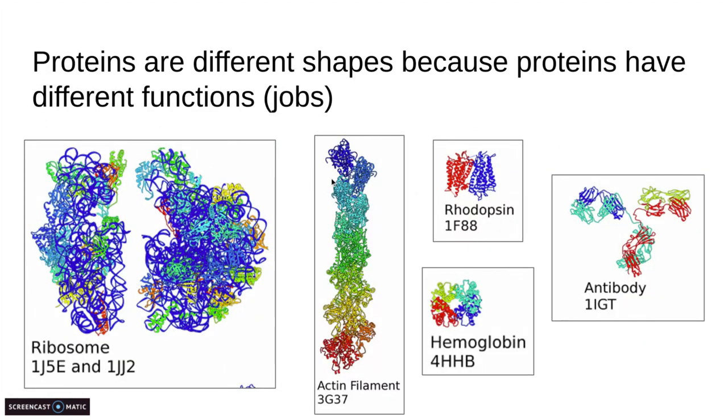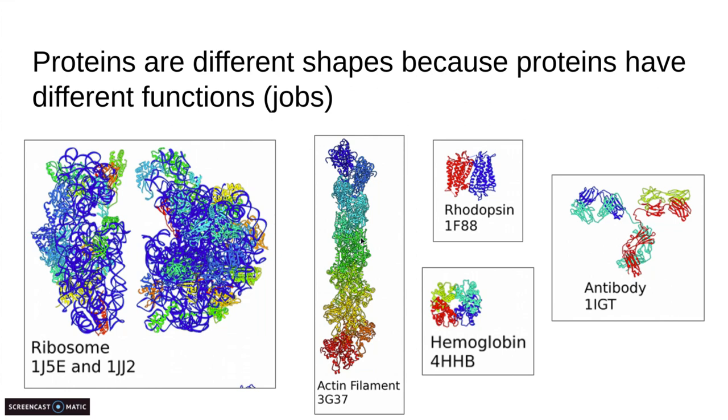You do need to write this down. Proteins can be lots of different shapes. DNA can't be different shapes. DNA is a double helix all the time. But proteins can be lots of different shapes because they do lots of different things in our bodies or in an organism. The shape determines what job they do.